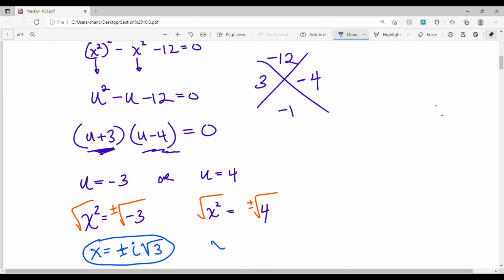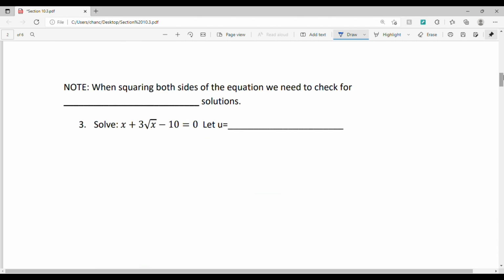For the other side, we have x equals plus or minus the square root of 4, which is 2, so we have another two solutions here. Note, when squaring both sides of the equation, we need to check for extraneous solutions.